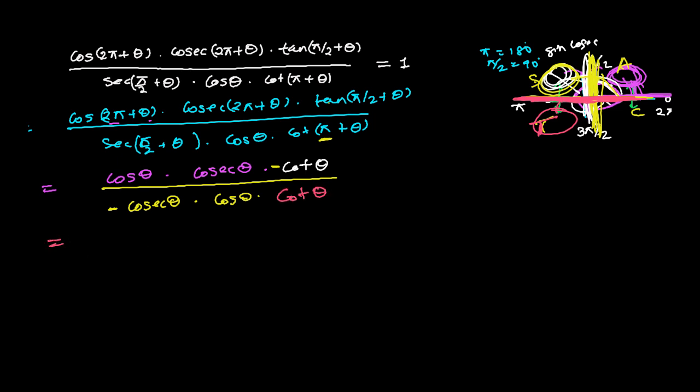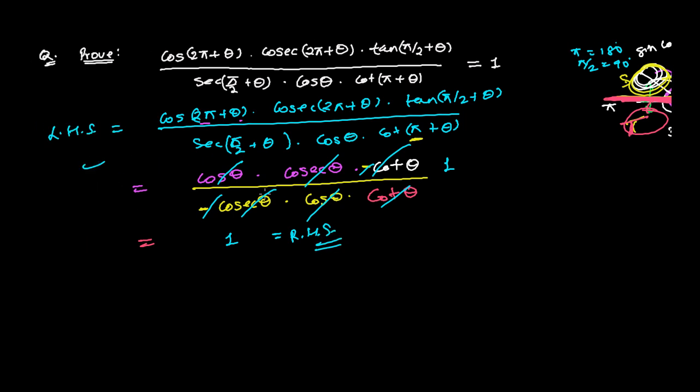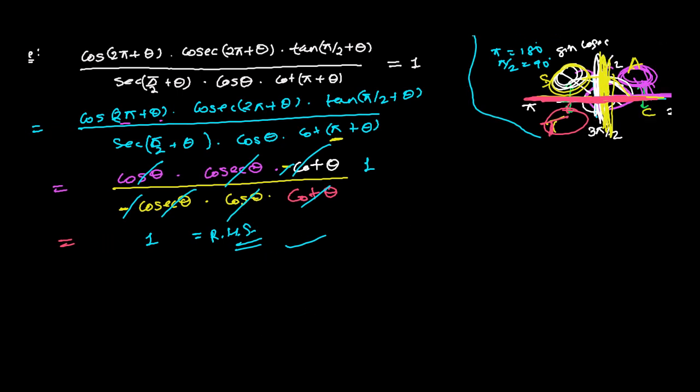And now if you see, many things are cancelling. Cos theta gets cancelled, cosec theta, cot theta, minus and minus. So this is simply 1, and that's our right hand side. This is how we need to prove our left hand side equals the right hand side. We just have to clear the concept of this. Once we have a clear concept of these transformations and the signs of the trigonometric ratios in different quadrants, then we can easily solve these questions.